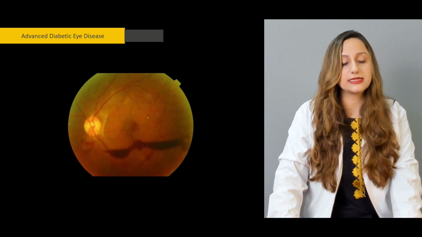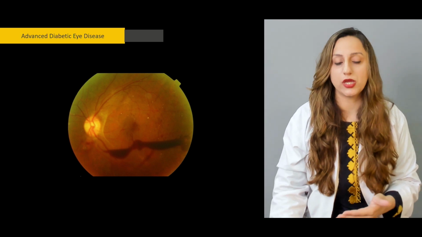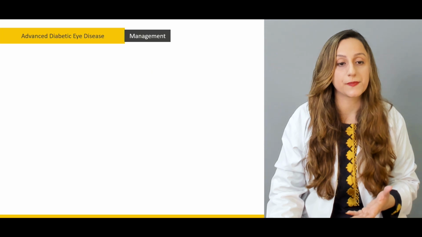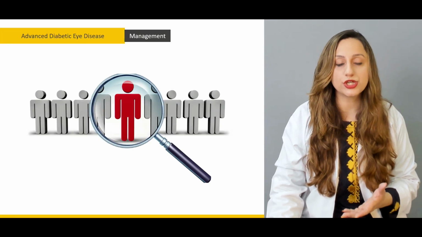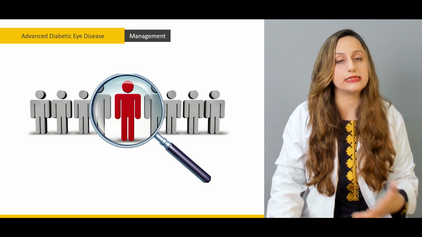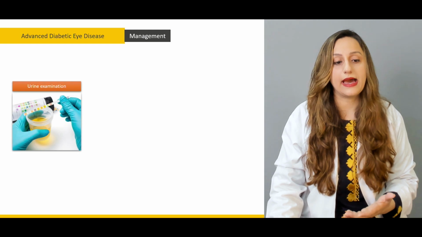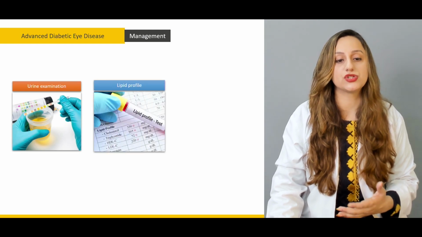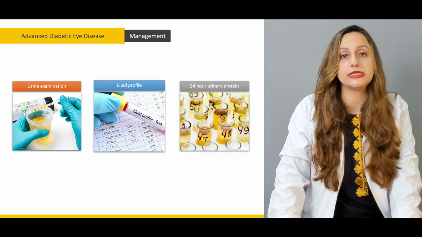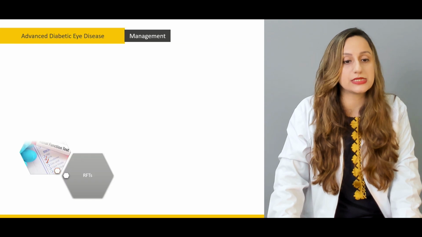Advanced diabetic eye diseases can occur in which there is a thin membrane that starts forming over the retina and the visual acuity is severely reduced over here. The management would include obviously conservative management towards the diabetes mellitus, the control of the diabetes mellitus, and obviously the urine examinations, the lipid profiles, as well as a 24-hour urinary proteins. All of these investigations are being carried out to manage the patients.